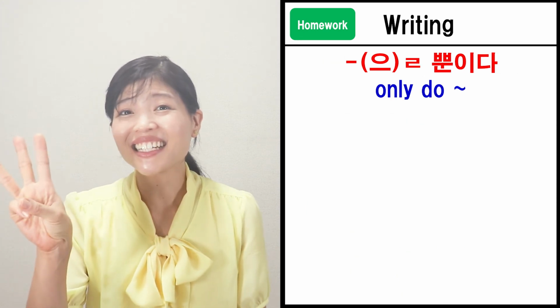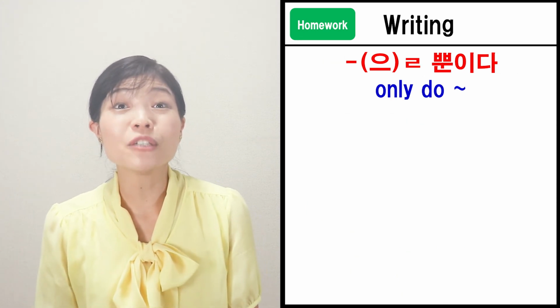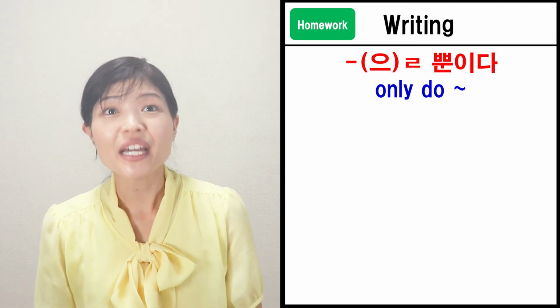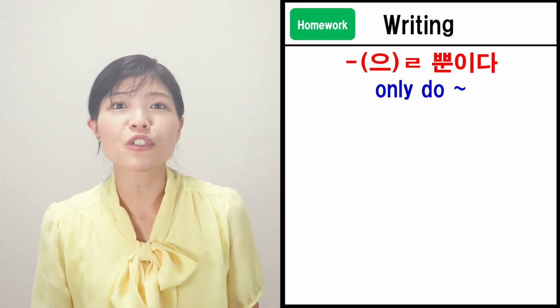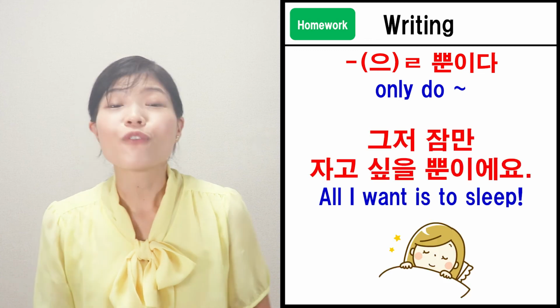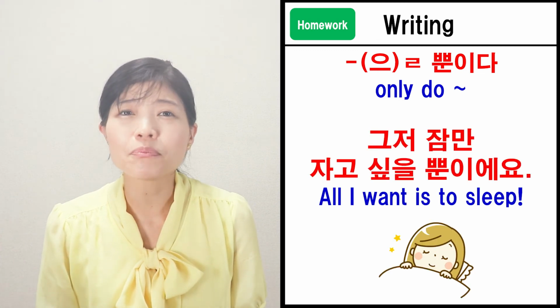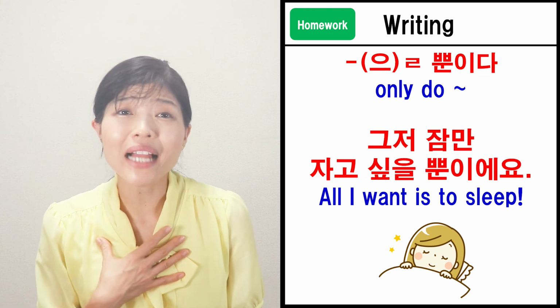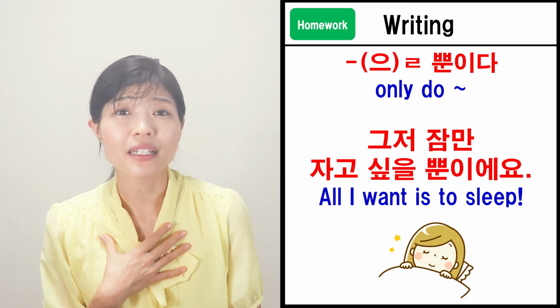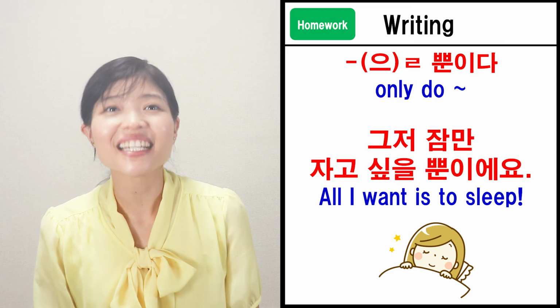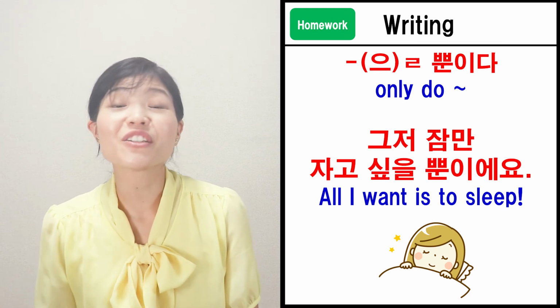For the third sentence, please use 리을 뿐이다, only do, to make a sentence to tell me what you are desperately longing for. For example, 그저 잠만 자고 싶을 뿐이에요. All I want is to sleep. Sleep is very important, right? I'm looking forward to reading your sentences.